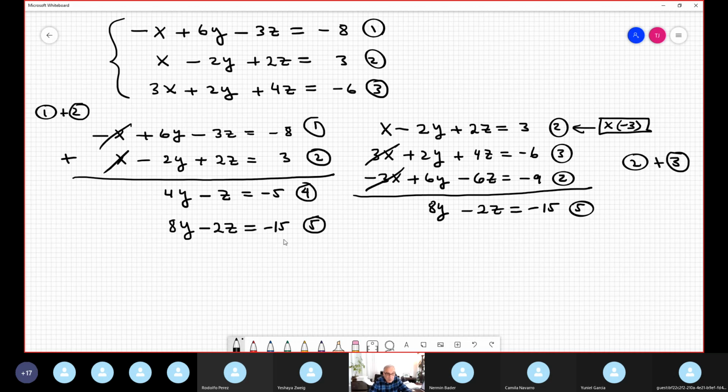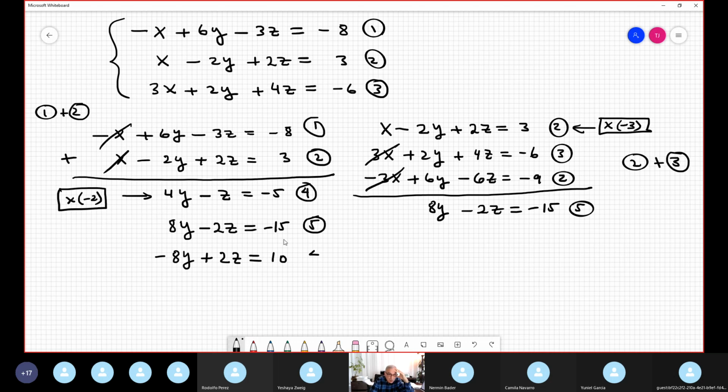Equation 5. Entonces we pay attention, we focus on these equations, 4 and 5 only. Now, in order to make elimination, maybe you multiply equation 4 by negative 2. So you multiply this equation by negative 2, because 4 multiplied by negative 2 is negative 8y, negative 1 times negative 2 is positive 2z, and negative 2 times negative 5 is positive 10.